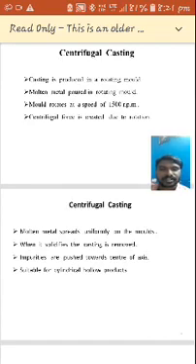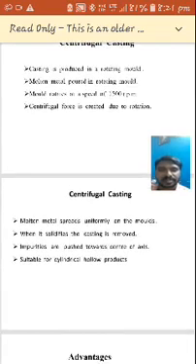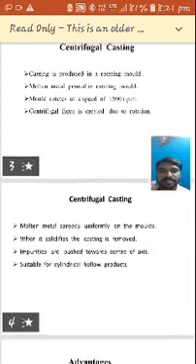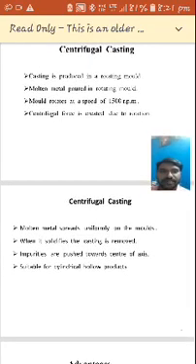What are the main advantages while rotating the mold? When pouring the molten metal, if it contains any impurities, those impurities are pushed towards the center point. It is suitable for hollow products, cylindrical hollow products. These are the centrifugal castings.